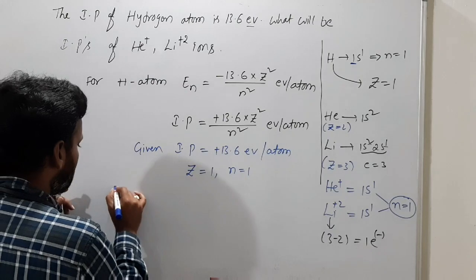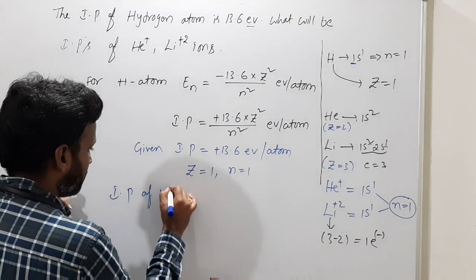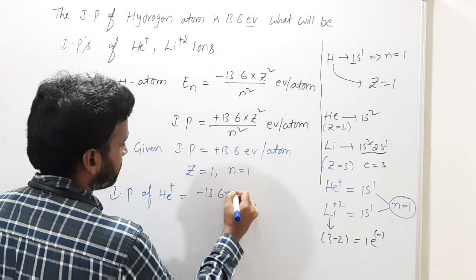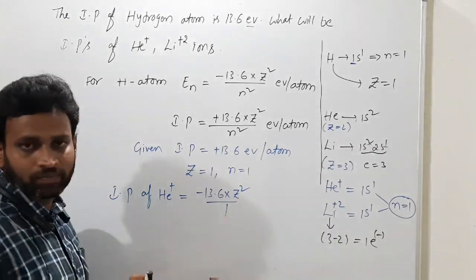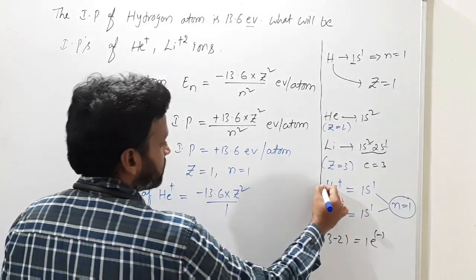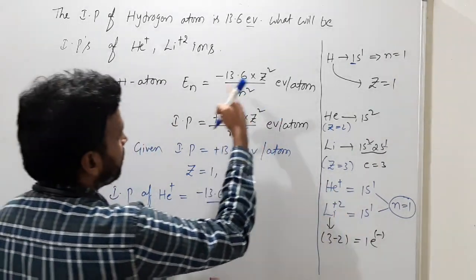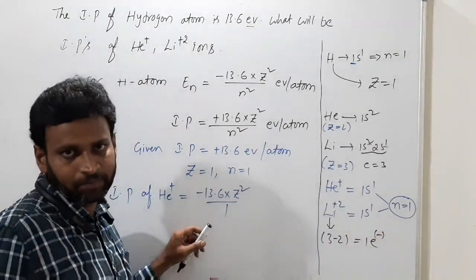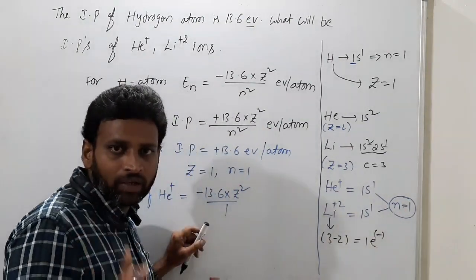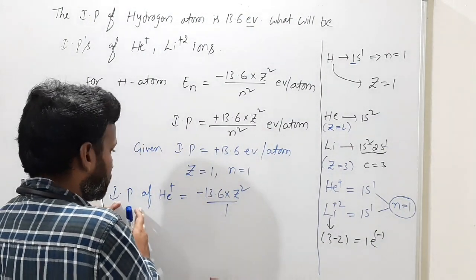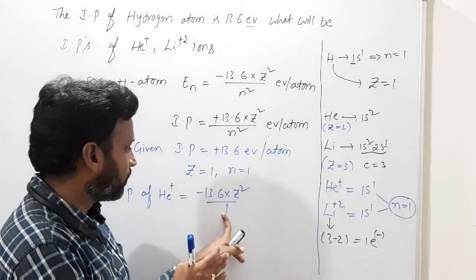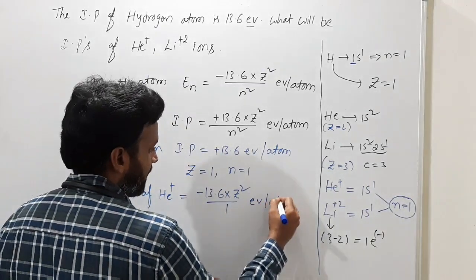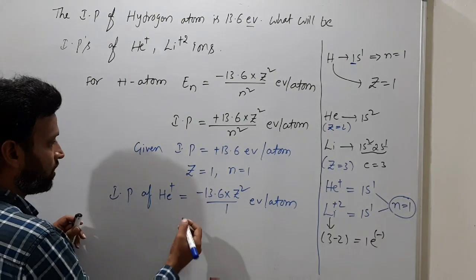So what is the ionization potential of He plus? Therefore you can say minus 13.6 into Z square by 1. Why 1? Because for He plus and Li2 plus the n value will be 1 only. Therefore in this particular ionization potential, you will have n value 1 only. Getting what I am saying? So now eV per atom. So what is the ionization potential of He plus?